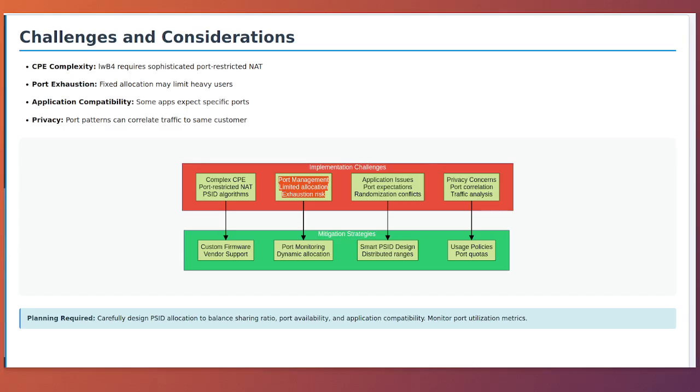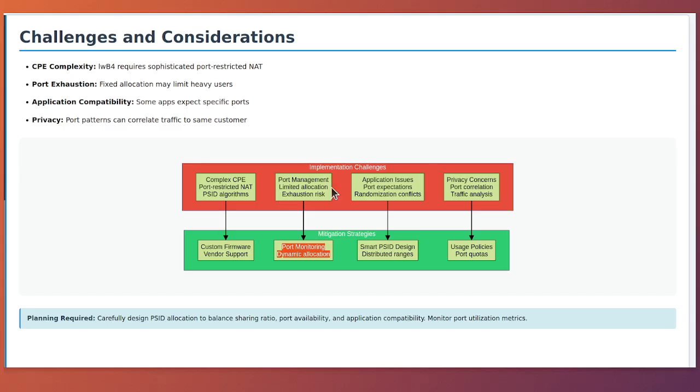The LWB4 must implement fair port allocation policies across devices on the customer LAN to prevent one device from monopolizing the available ports. ISPs must monitor port utilization and potentially offer higher port allocations for customers who need them.